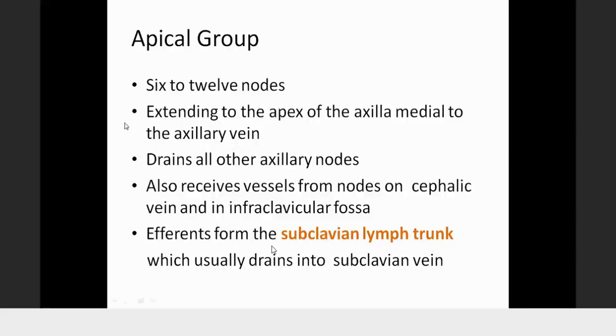Anastomosis. Okay. So anastomosis, what does it mean? Anybody? Anastomosis means when two vessels connect. They form a connection. One vessel is running, another vessel is running. They form connection. So anastomosis means connection between two vessels. Okay.